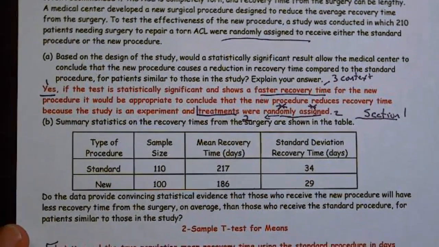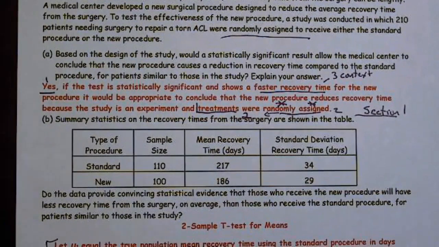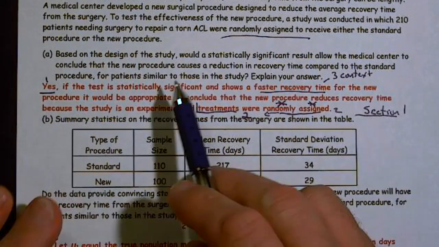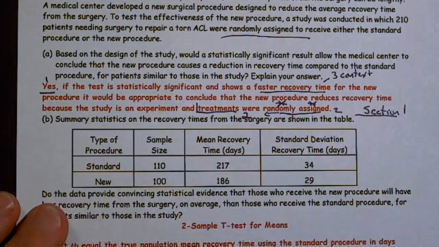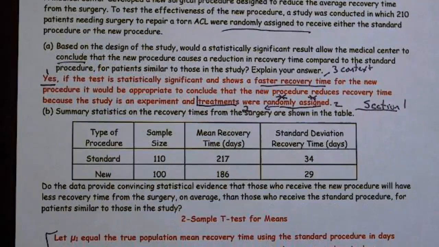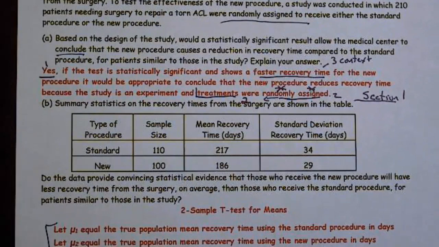Based on the design of the study, would a statistically significant result allow the medical center to conclude that the new procedure causes a reduction in recovery time compared to the standard procedure for patients similar to those in the study? So we're looking for a reduced recovery time, which means the new one would be faster than the old one. And what they want to know is if it were statistically significant, could we make a conclusion? Well, in order to make a conclusion, we have to have causation, which means we have to have an experiment.